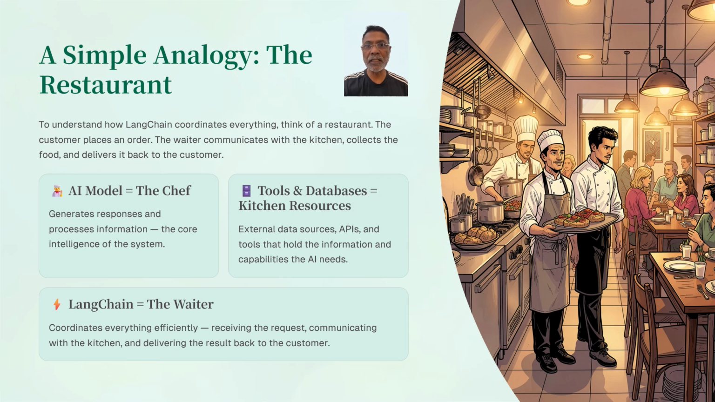To better understand LangChain, think of a restaurant. The AI model is the chef who prepares the food. Databases, APIs, and tools are the kitchen resources that provide ingredients. LangChain is the waiter who coordinates everything, taking the customer's order, communicating with the kitchen, collecting the food, and delivering it back to the customer. This simple analogy helps explain how LangChain orchestrates complex AI workflows.